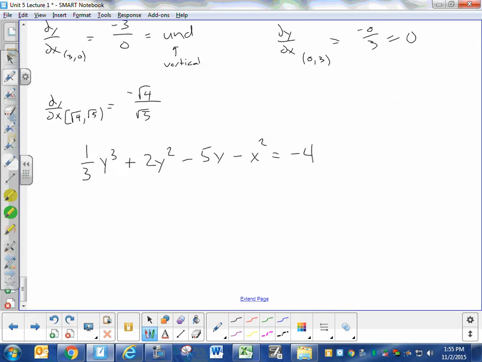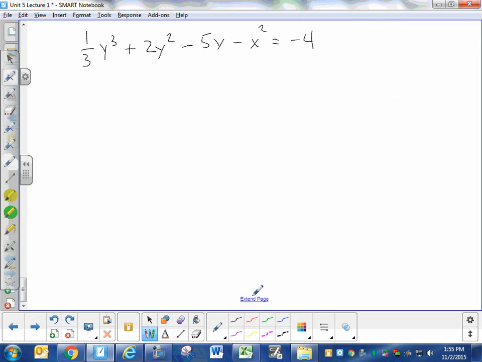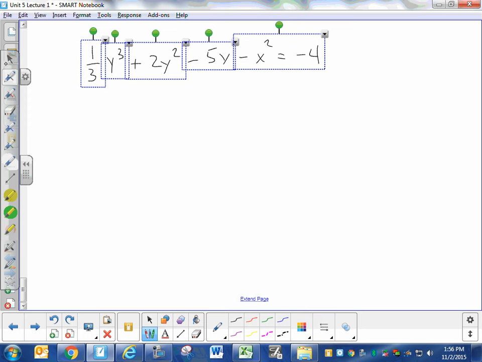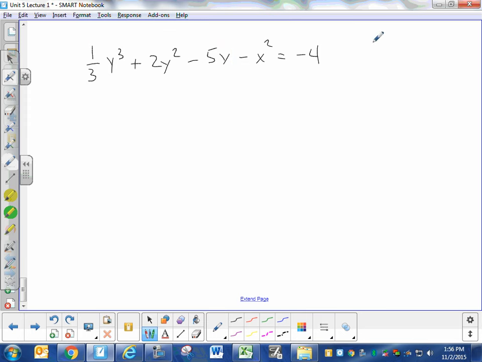Okay, here is the next equation we are going to take the derivative of. 1/3 y cubed plus 2y squared minus 5y minus x squared minus 4. We're going to do a bunch of different problems that could be asked of you for this. First problem that could be asked of you is just to find dy dx. Let's go.